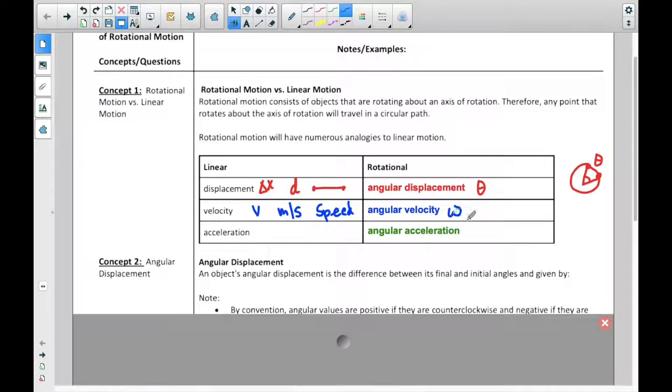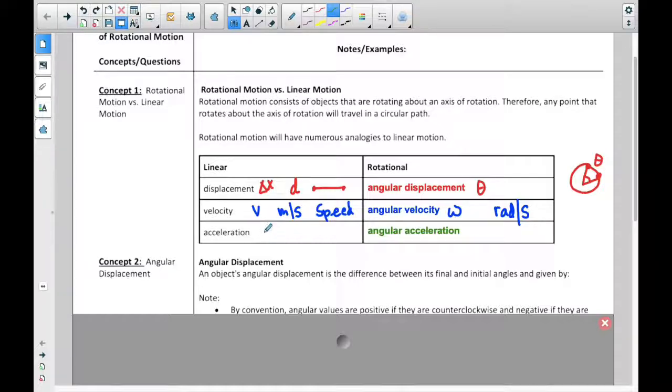That omega stands for angular velocity, and we measure angular velocity in radians per second. If you have taken Algebra 2 or pre-calculus, then you know when we're talking about circles, we often talk in radians. And so radians is going to be the unit that we typically use with the angular velocity.